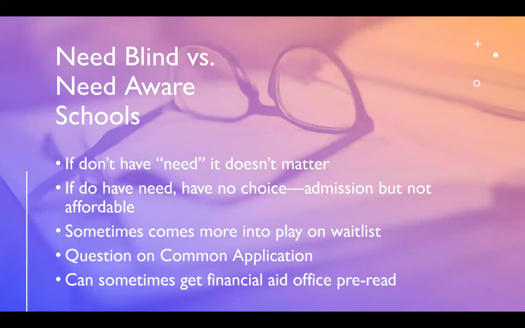Now, I put on here, sometimes you can get a financial aid office pre-read. That is more of a possibility for smaller schools, for early decision. Most schools are not going to take the time to start telling you what you will get in financial aid until you've applied. But I would encourage anybody who thinks that applying for early decision is a possibility and you don't have unlimited resources, that could be something you can discuss with the financial aid office at that school.